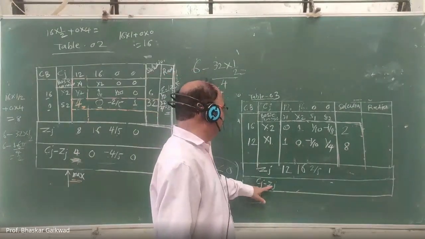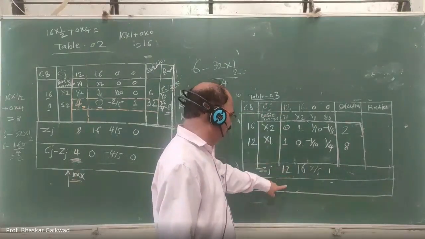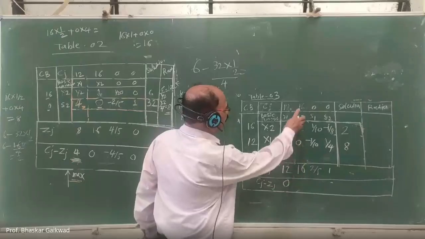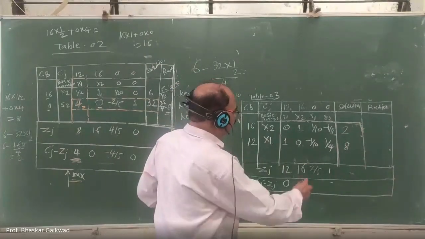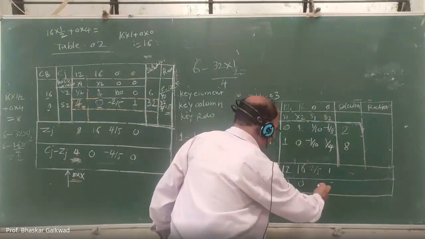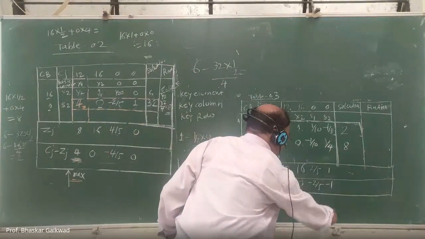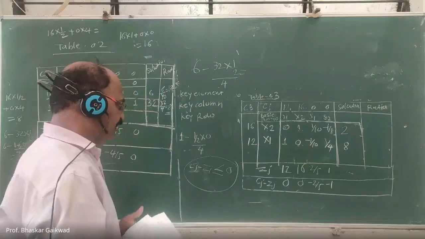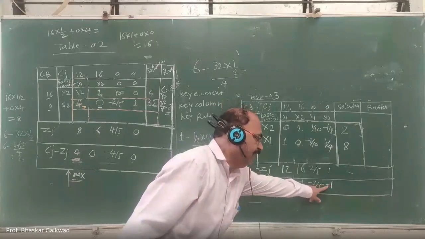Now Cj minus Zj. What is Cj? 12 minus 12, how much here? 0. Then 16 minus 16, 0. Then next, 0 minus this. Minus 2 by 5. And here it is minus 1. Now see the answer: 0, 0, minus, minus.